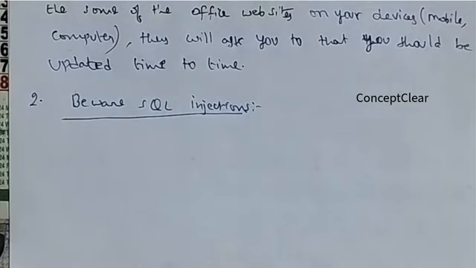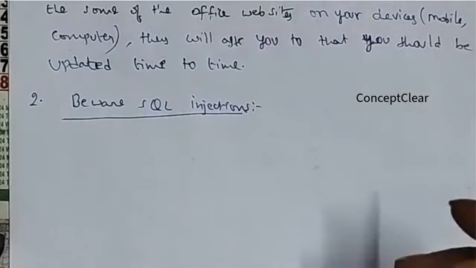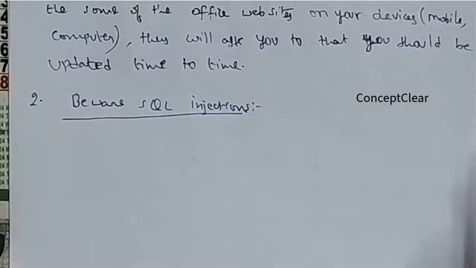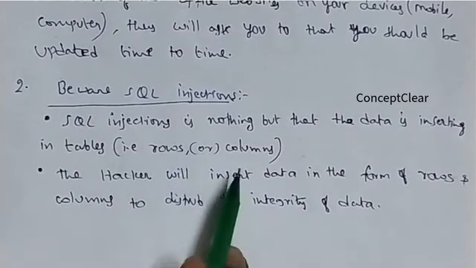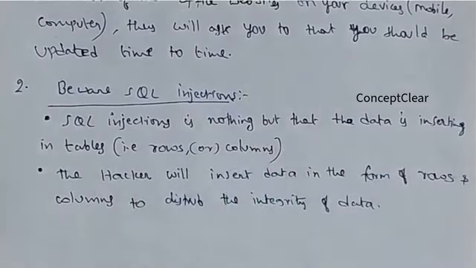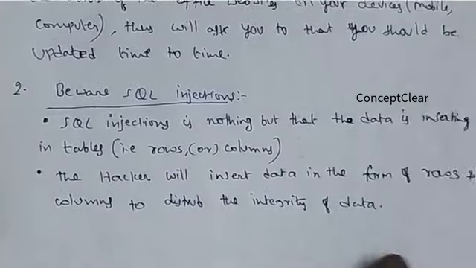What does SQL injection mean? SQL injection is nothing but data being inserted in the form of tables. Generally, tables contain rows and columns. The hacker will also insert data in the table to confuse or alter our data. It is called beware of SQL injection. Data will be stored in rows and columns in the tables, and in the same way the hacker will insert data in rows and columns to disturb the integrity of the data.